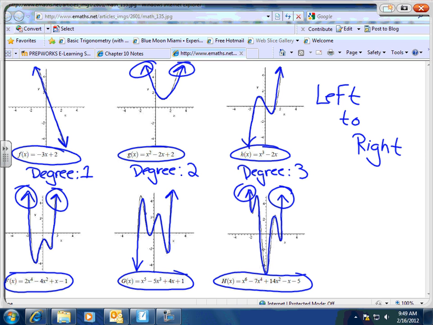Now, for the odd degrees, don't count this guy because this is an odd degree with a negative, so that switches a little bit. But what do you notice about the end behavior of the positive odd degrees? Yes, you're going down to up. You're going down to up. You guys seeing this?